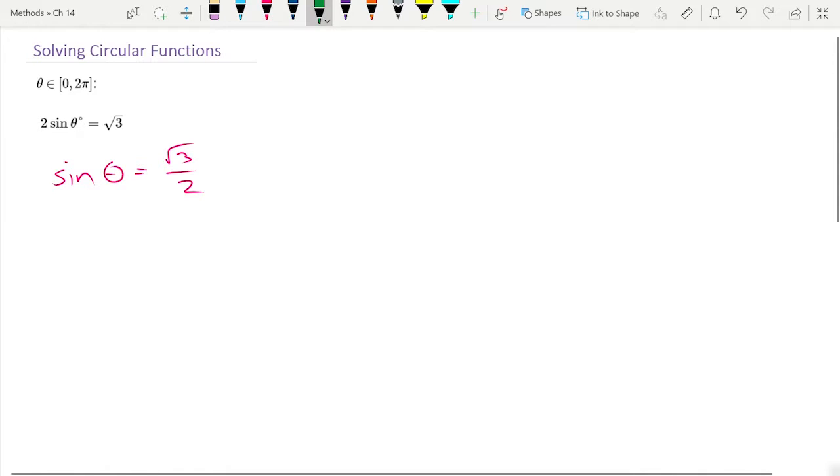Now the first question you ask yourself is, what first quadrant angle would give us sine that equals root 3 on 2? Which would be pi on 3. So that's our first quadrant answer.